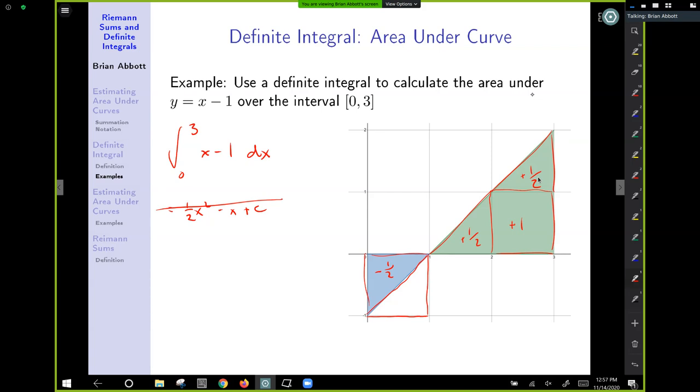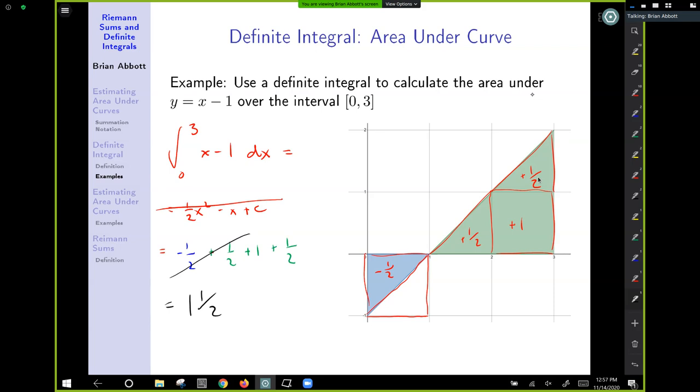So the entire definite integral here would be negative 1/2 plus all the green area. So you have your blue area. Now let me do this in colors. That'll actually be a little nicer. Okay, so blue, we've got our negative 1/2 here, and then all the green areas are going to be plus 1/2. That'll add to 0, plus 1, plus 1/2 here. And so those add to 0, and we end up with the area of 1 and 1/2.